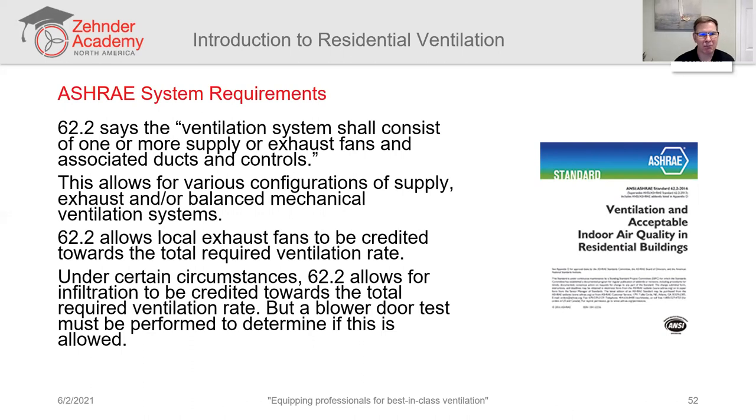ASHRAE 62.2, so I'm just giving some brief excerpts or highlights here. It says that the ventilation system shall consist of one or more supply or exhaust fans and associated ducts and controls. So it could be supply only, could be exhaust only, could be balanced. Doesn't matter, but it's got to have the equipment and the controls for it and the ducting. Now it allows local exhaust fans to be credited towards the total required ventilation rate. I'm going to show you what this formula looks like in a second. But as I pointed out before, local exhaust fans are typically allowed to be part of what's contributing to the overall ventilation of the building.